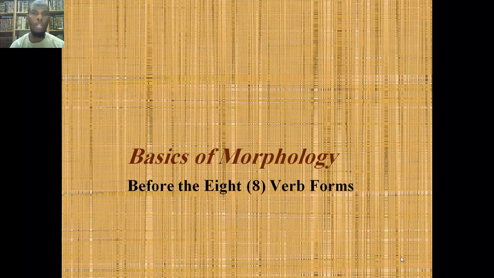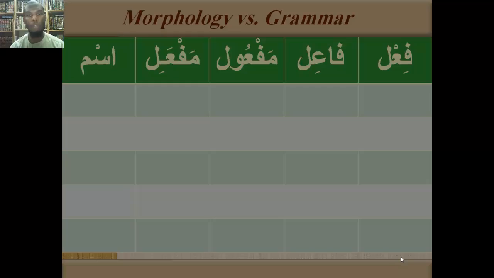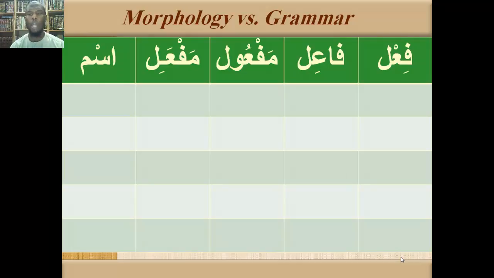So what we want to look at are some odd verb forms and how those would actually be conjugated into the different forms that we've talked about. All right. So we have the fi'l, the fa'il, the maf'ul, the ism makan and zaman, and then the ism or the masdar that is going to be taken from the verb. So let's look at the different verbs that we have.